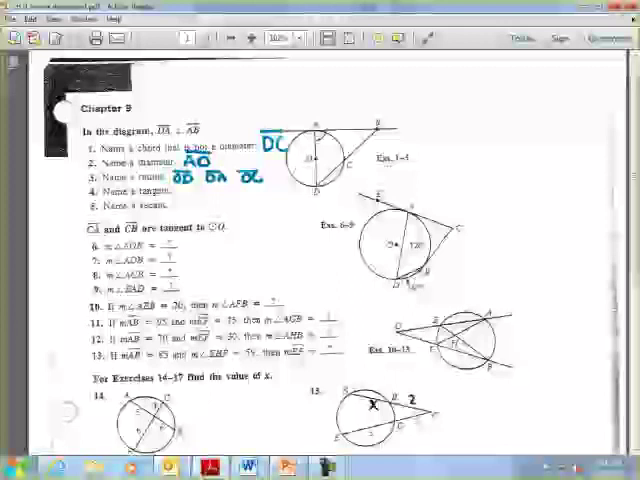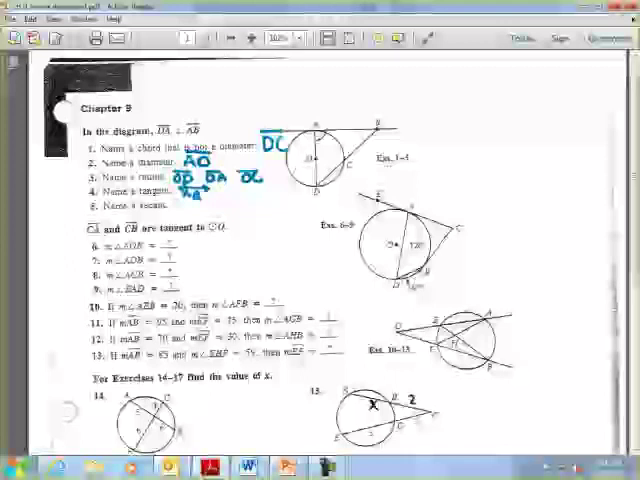A tangent. Where's a tangent in that picture? AB. And what kind of a thing is a tangent? A line. So we need the line symbol above it. Definition of tangent is a line that shares only one point in common with the circle.